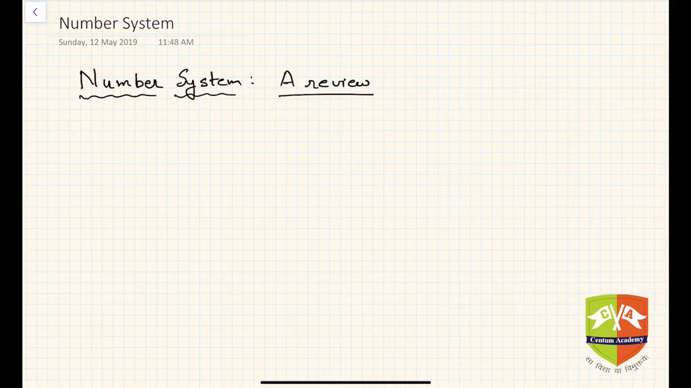This particular session would be useful for all those ninth grade students who have completed eighth grade mathematics. And so let's begin number system review.